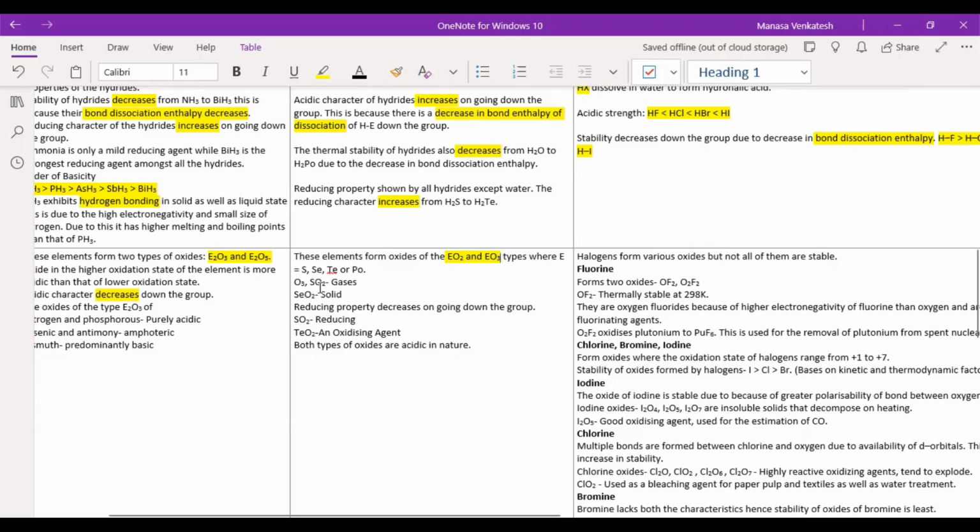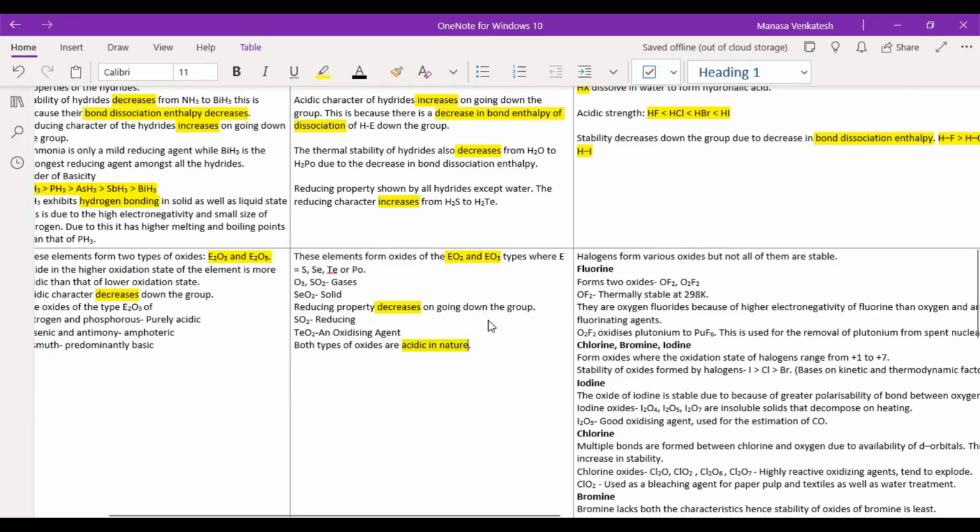So you have SO2, which is an oxide and a gas, whereas selenium oxide is a solid. So the reducing property decreases as we go down the group. So sulfur dioxide is reducing, tellurium oxide is an oxidizing agent. And both types of oxides, in this case EO2 and EO3, are acidic in nature.